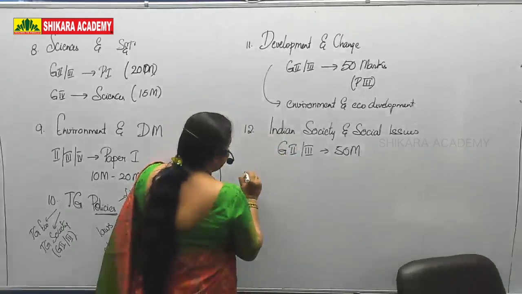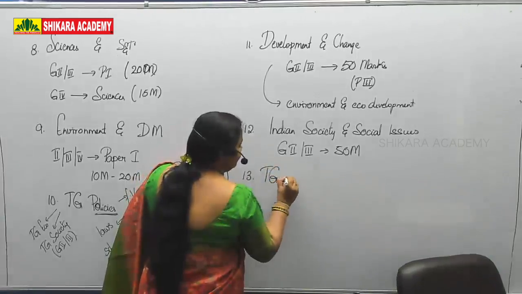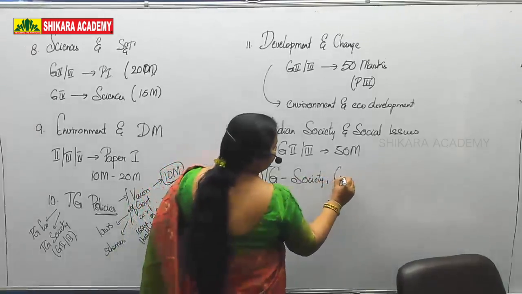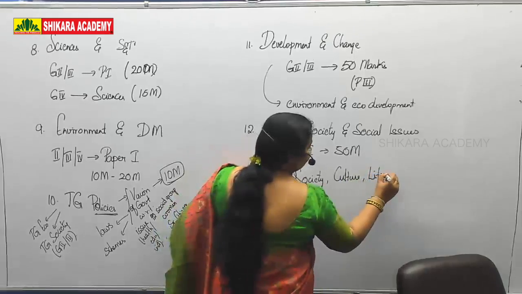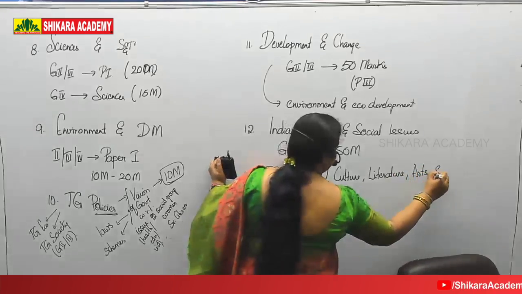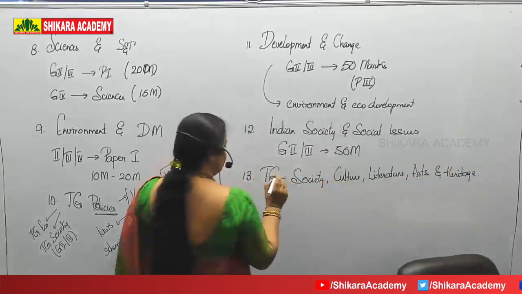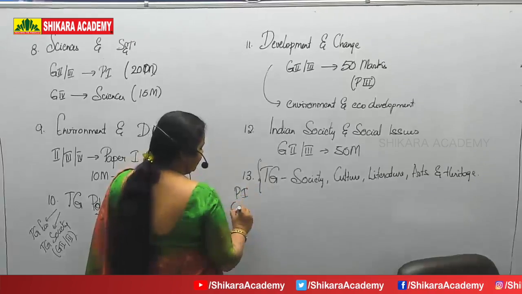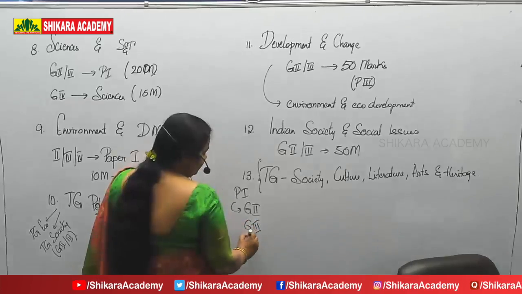For group 4, group 2, group 3, the common area that you have is, they say Telangana society, culture, literature, and heritage. This topic is there for any exam conducted in Telangana as part of paper 1. It is there for group 2, group 3 and group 4.